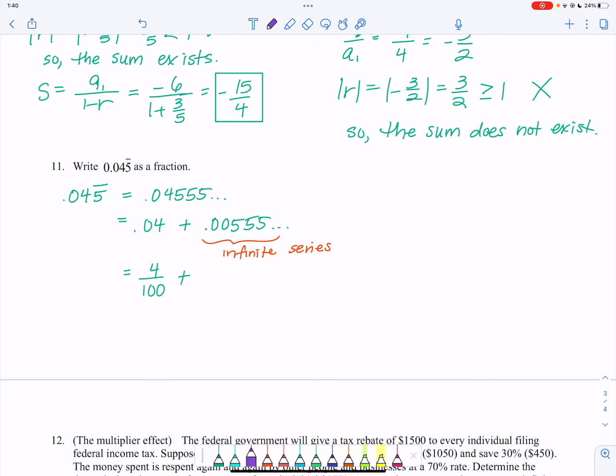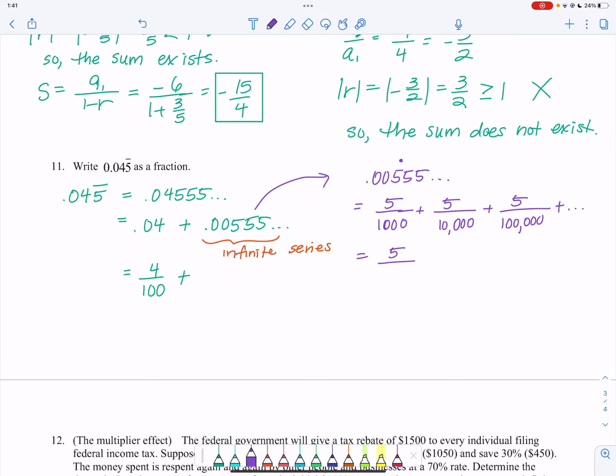So let's go ahead and come over here, and we have 0.00555 repeating, and that's equal to 5 over 1,000, that's this first 5, plus 5 over 10,000, plus 5 over 100,000, plus on and on. So what do you notice? What do you notice between these two terms here?